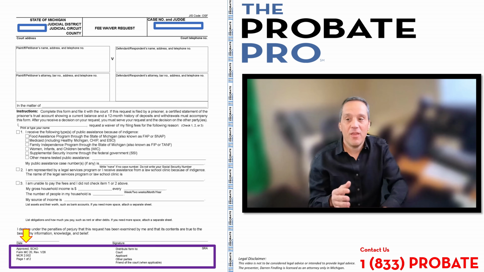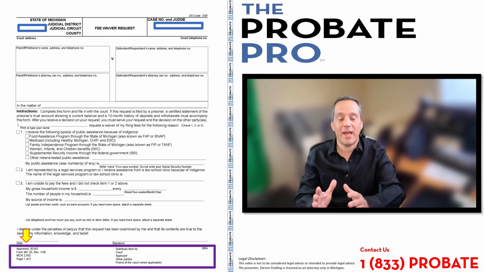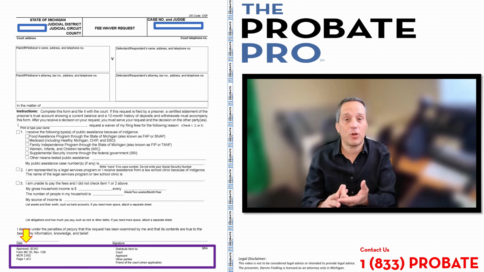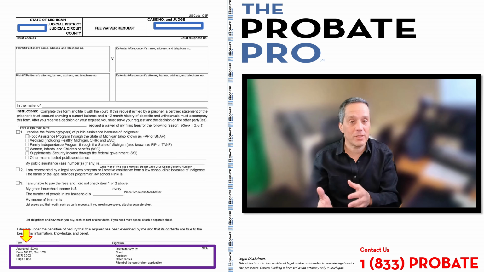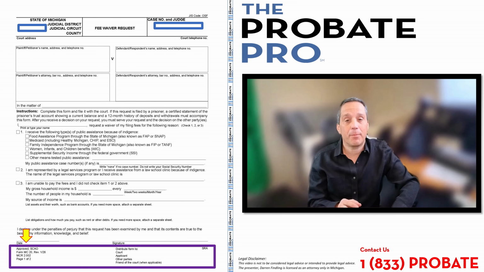This particular form is a request when you're trying to waive the requirement for filing fees, whether it's a cause of action like a summons and complaint, or a proceeding that is occurring through, for example, the probate court. And if you look at the top right corner, there's a space for you to identify the case number as well as the judge. Top left corner, the county in which the matter is pending.